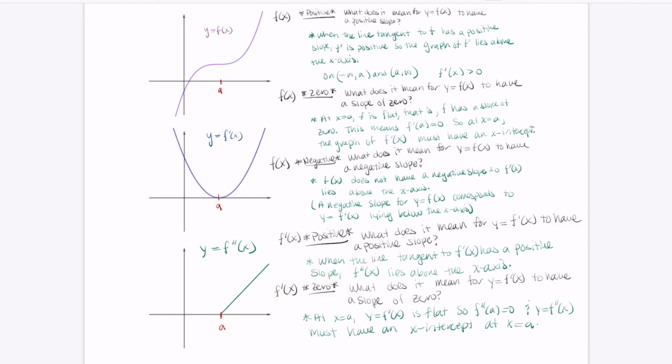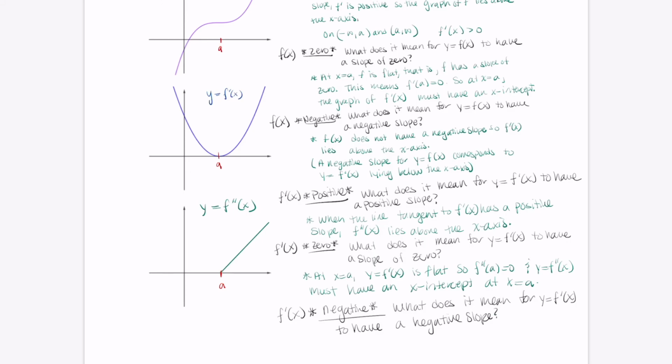So what do you think it means for the first derivative to have a negative slope, that is, on this side? So please, again, pause your video and answer this question. What does it mean for y equals f prime of x to have a negative slope?